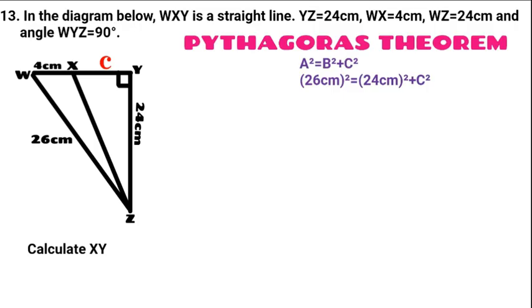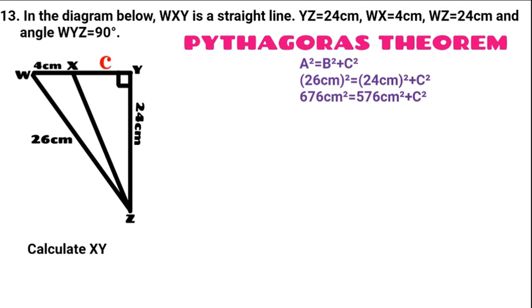Okay, once I've done that, the next thing I'm going to do is find the square of 26 and 24. So when we multiply 26 by 26, what number are we going to get? We're going to get 676 centimeters squared. And when we multiply 24 by 24, we're going to get 576 centimeters squared. Then we're going to write plus c squared.